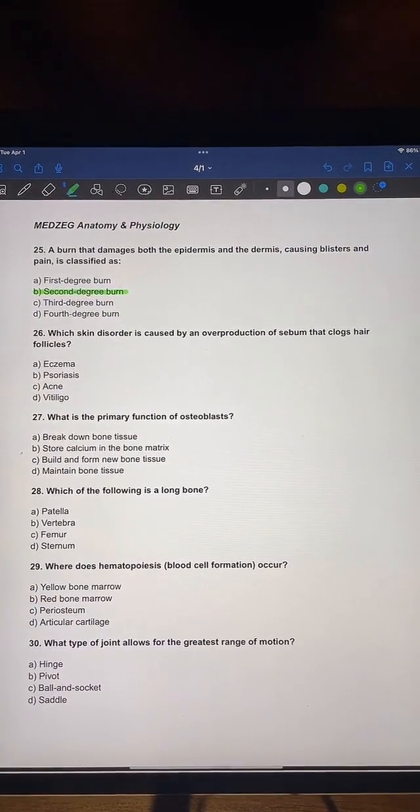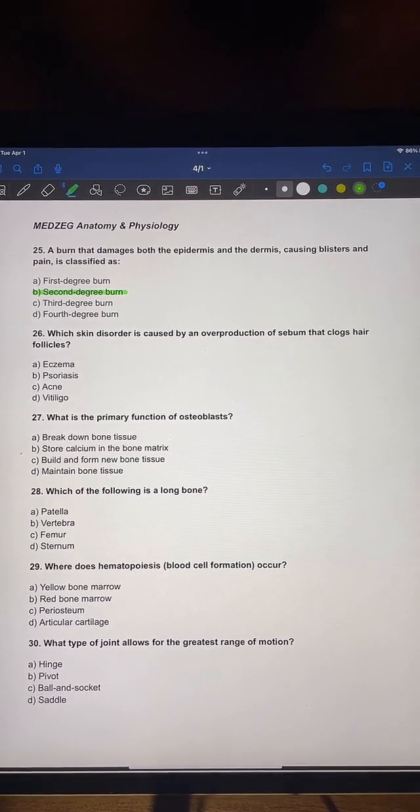Number 26, which skin disorder is caused by an overproduction of sebum that clogs hair follicles? We're on number 26. Which skin disorder is caused by an overproduction of sebum that clogs hair follicles?